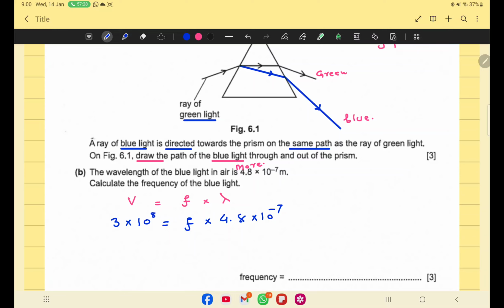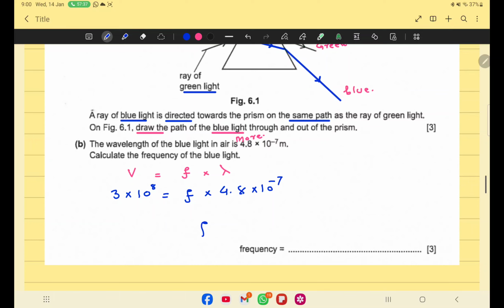The speed of all colors, the speed of all electromagnetic waves is 3 exponent 8. And now I am calculating frequency. Frequency is 3 exponent 8 divided by 4.8 exponent minus 7. And obviously, by using a calculator, you can calculate the frequency. Okay, so I am stopping the recording.